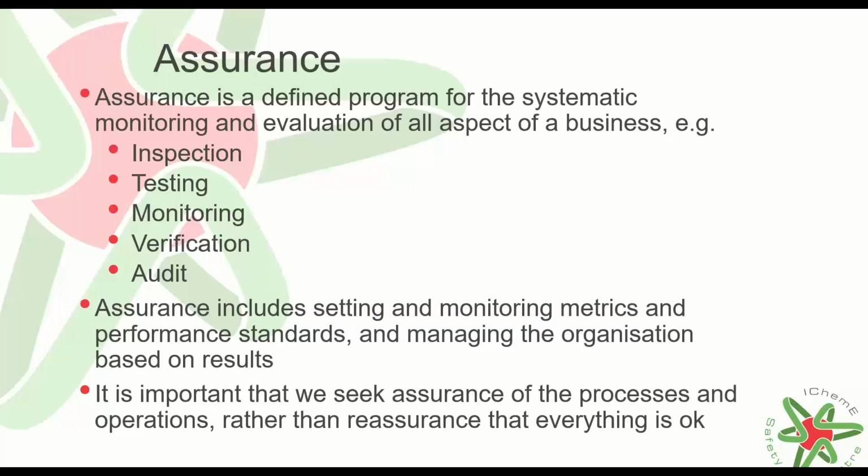Assurance. Now, this is an issue that we need to look at in terms of the defined program for the systematic monitoring and evaluation. So this includes things like inspection and testing, monitoring, verification, audit, checklists. A range of different things could apply here. Assurance also includes setting and monitoring metrics and performance standards, and making sure that you then manage the organisation based on the results, not manage the results based on the organisation.